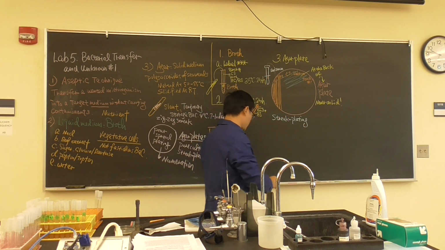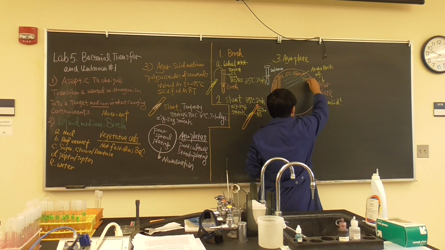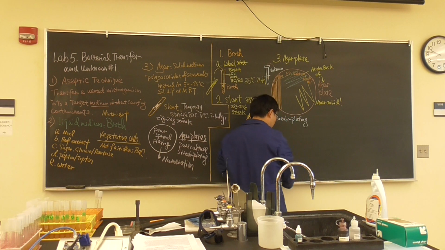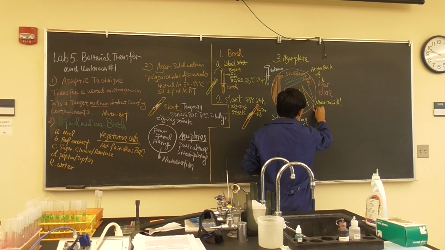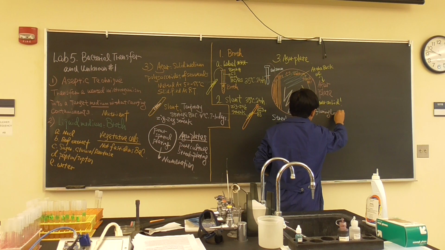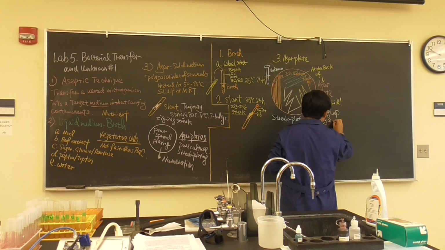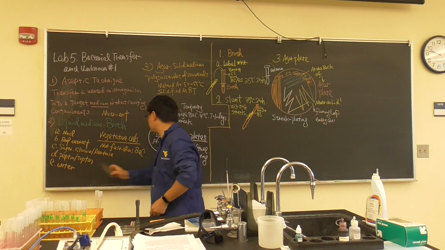Then flame your loop again. On the edge, do a third less intensive streak. Then flame your loop again to do a last one. Every corner has two flamings of the loop. Every corner. I'll just say every corner. Okay.